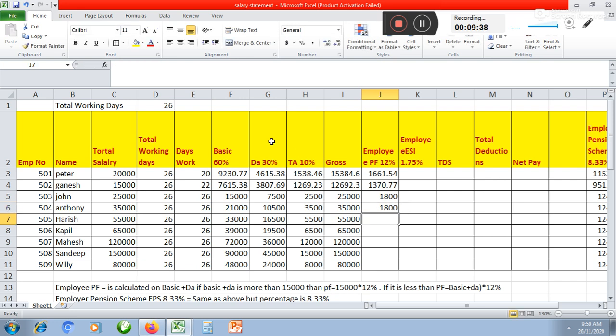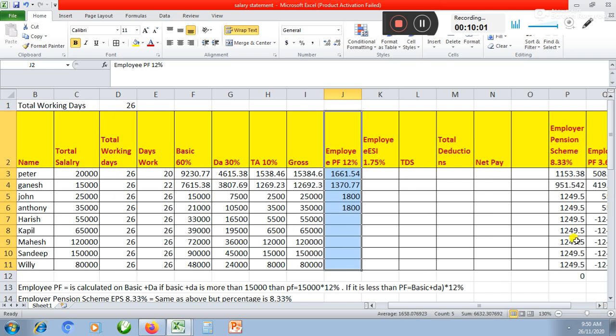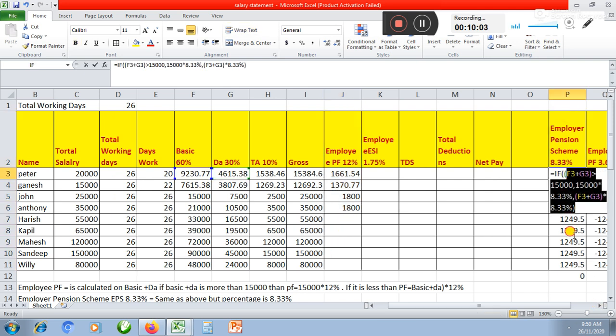Okay, understood. If the basic plus DA is less than 15,000, then add both, this is equal to this plus this into 12%. If it is more than 15,000, directly calculate 15,000 into 12%. This is the employee part. Now let us go for the employer part here. Here I have explained about the employer part of PF.